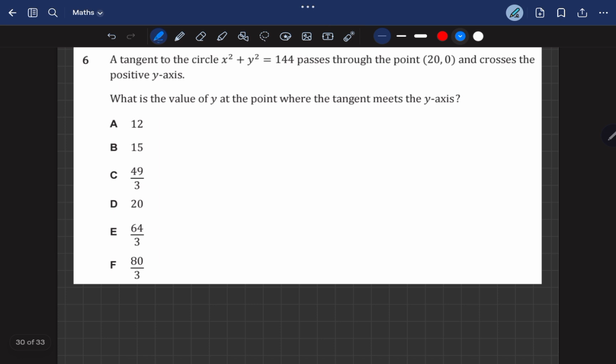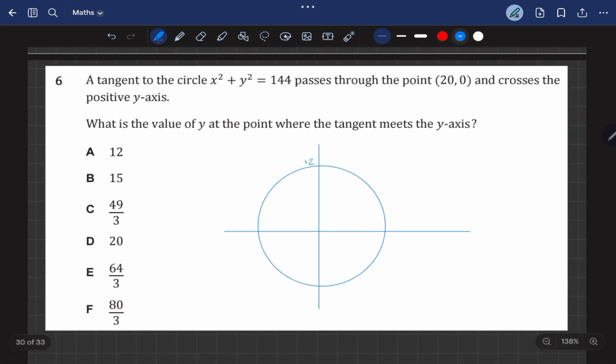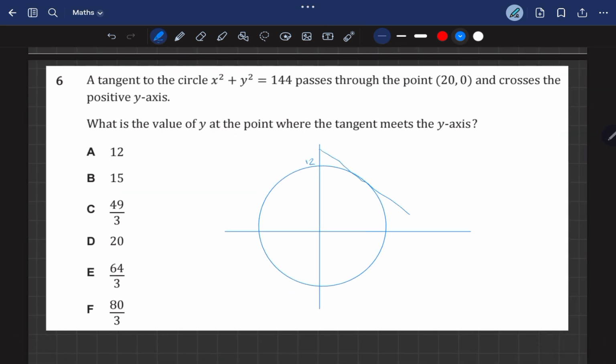So first let's draw the question. We have our circle with radius 12, because square root of 144 is 12. So I'm just going to label this right here as 12. And we have our line. And it says the coordinate is 20, 0. So this is 20 right here. And the question is asking us to find what this is right here. Now, we know that the line is a tangent to the circle, so it only meets at one point.